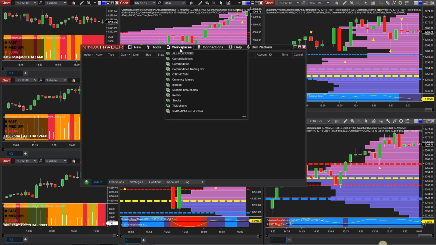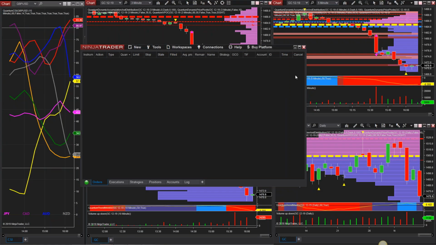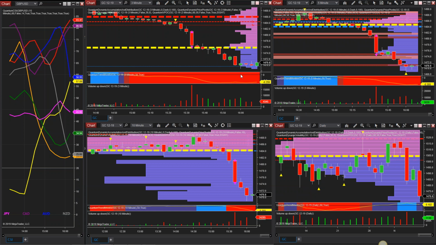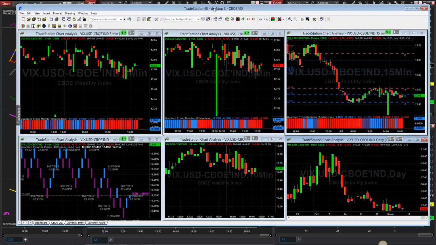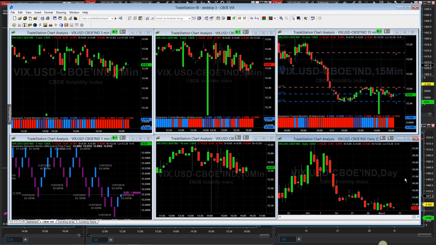Just keeping an eye on what's going on. Let's go back to gold for a moment. Pop that up there. There we go. See if it's pausing. Any sign of reversal? Not particularly at the moment. Let's just pull this over, back onto TradeStation. This is the VIX. That's not doing much at the moment either.